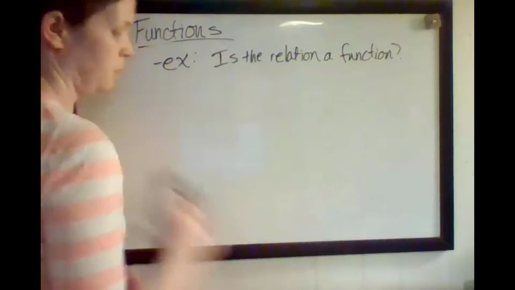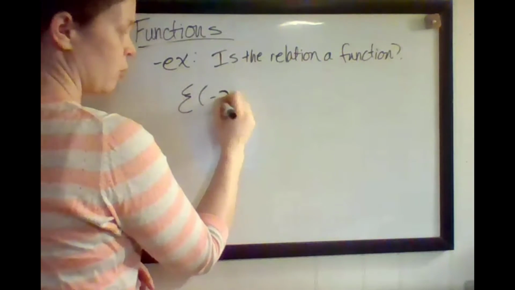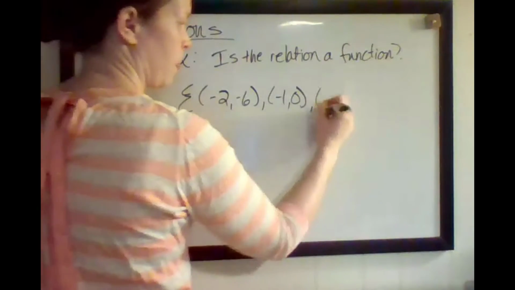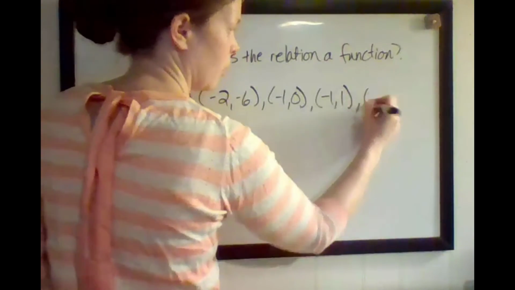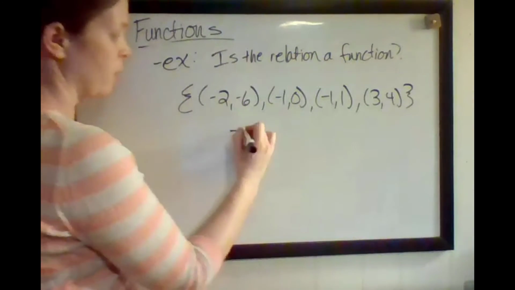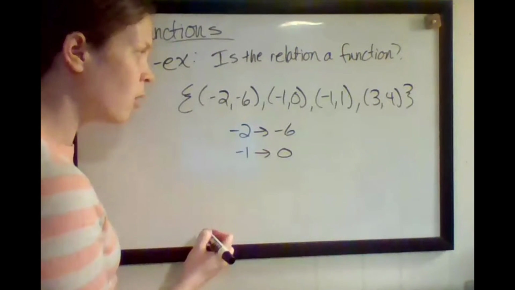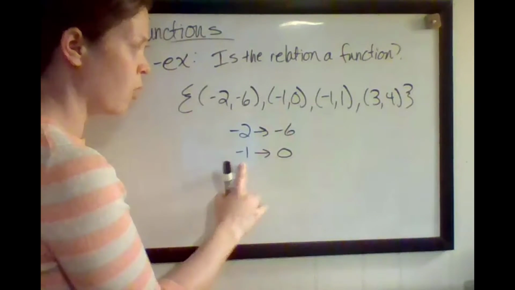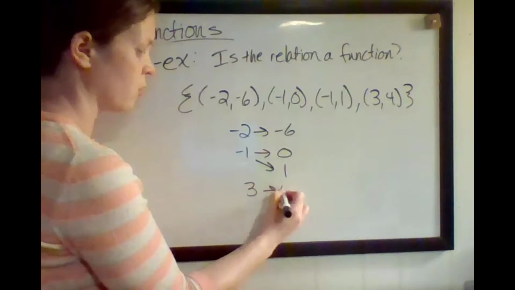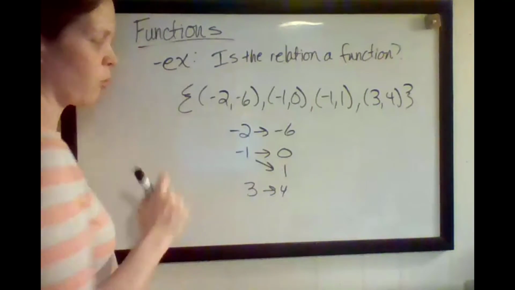Okay, so now let's do another one. How about this one? (-2, -6), (-1, 0), (-1, 1), and (3, 4). So is this a function? Let's do the same thing. -2 goes to -6, -1 goes to 0, -1 goes to 1, and 3 goes to 4. So notice, I only wrote -1 once because it's here twice.